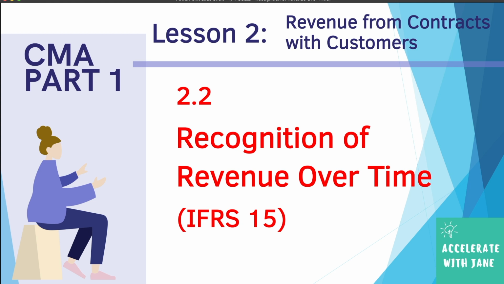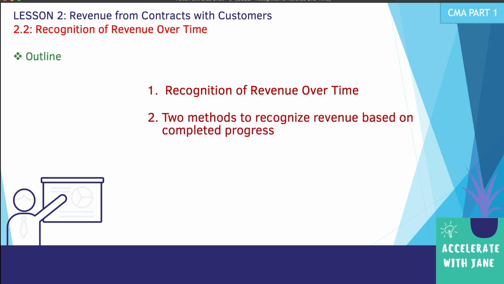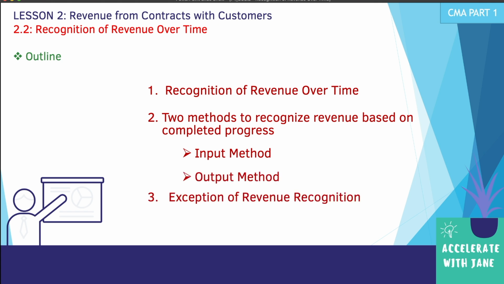So just a recap, under IFRS 15, Step 5 is the revenue recognition. And under IFRS 15, we have two methods, that is the point in time and over time. For this section, I'm going to talk about the second method, which is the recognition of revenue over time. For the outline of this lesson, first I'm going to talk about the criteria: when do we recognize revenue over time? Second, there are two methods of recognizing revenue over time, based on the completed progress, and these methods are, first, the input method, and second, the output method. Third, I'm going to talk about the exception of recognizing revenue over time.